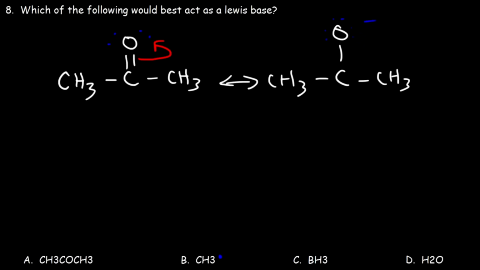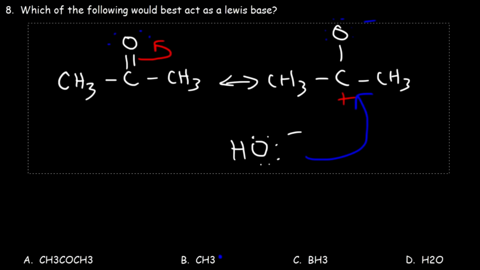The oxygen now has a negative charge. So therefore, the carbonyl group, which correlates to aldehydes and ketones, they're typically electrophilic. They tend to act as Lewis acids. Let's say if we take a Lewis base like hydroxide. Hydroxide can donate a pair of electrons to the carbon, which means that acetone and ketones and aldehydes are all electrophiles, which means they're Lewis acids. So we can eliminate answer choice A.